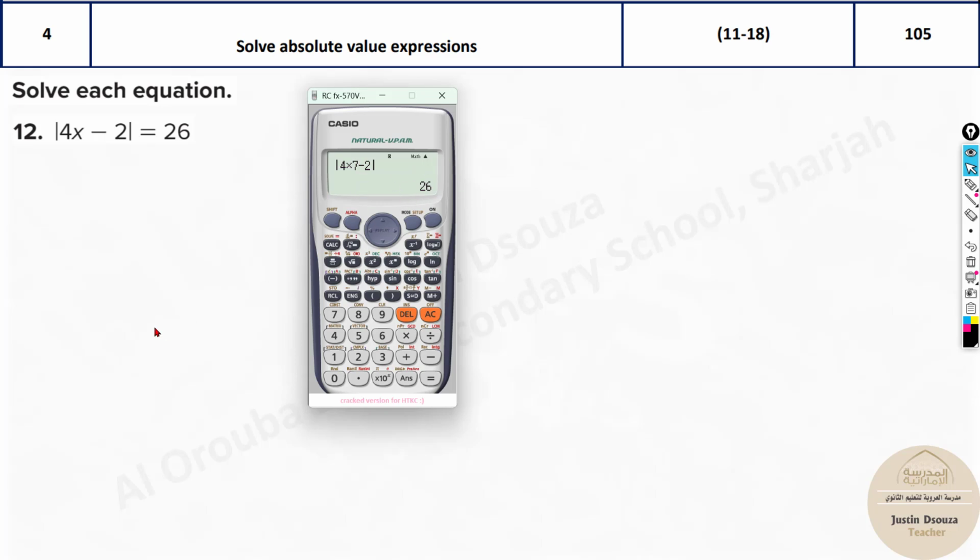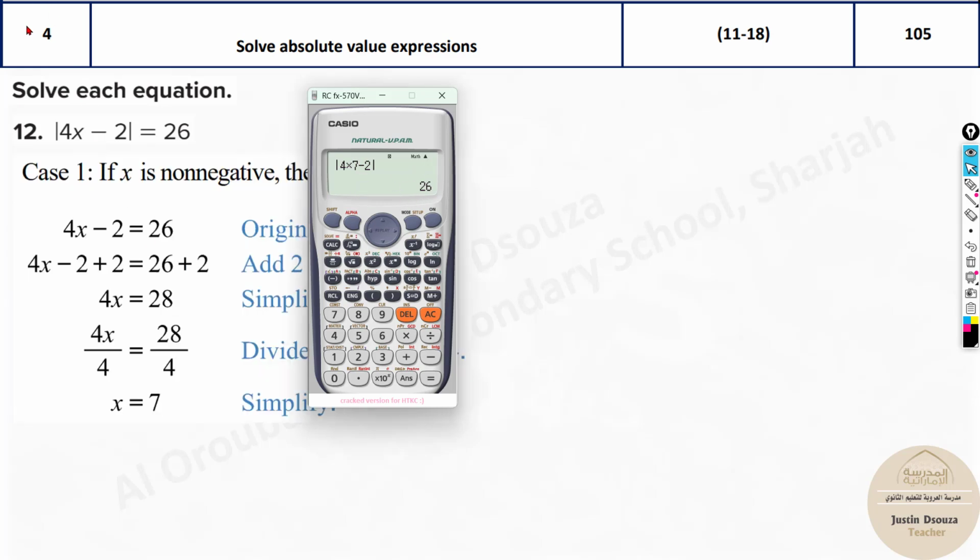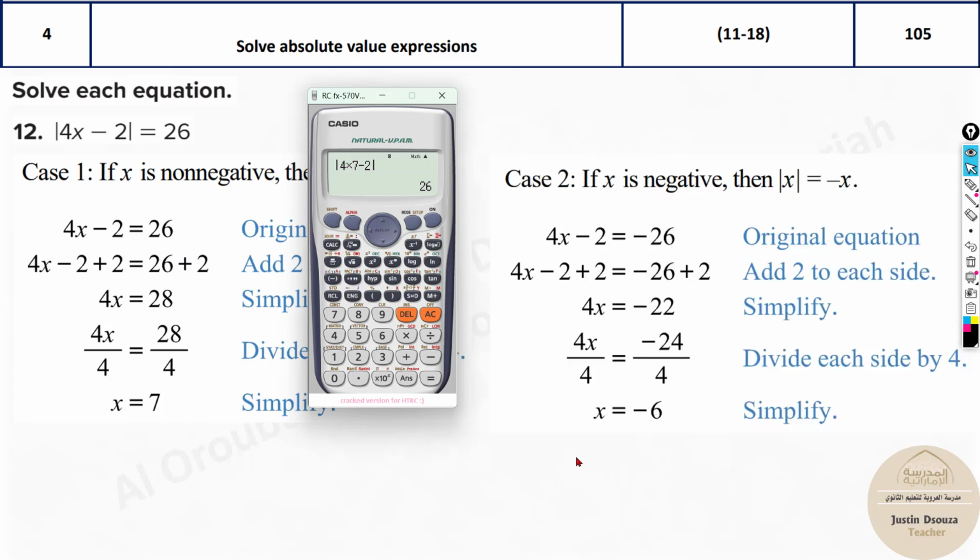Now, what is the other answer? You need to see all the 4 options. It works only when there are options. Okay, I got the 7. Now, if I have minus 6 here instead of 7, I will also get 26. Only the 2 correct answers will give you the answer 26, because this is the equation given to us, right? So this is how you can easily track which is the correct answer from the options.